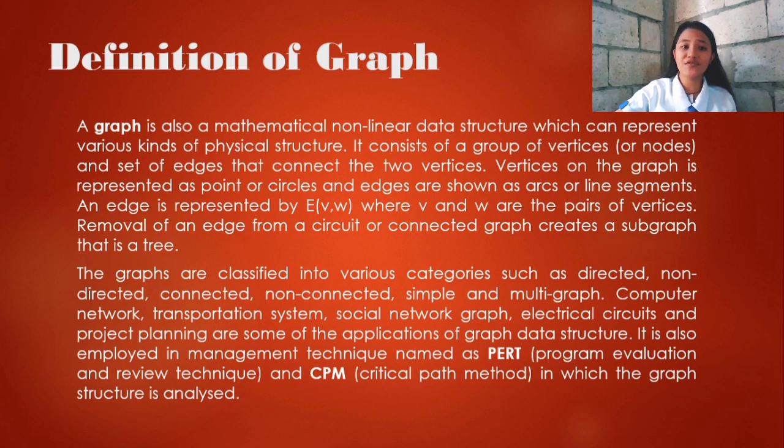Removal of an edge from a circuit or connected graph creates a subgraph that is a tree. The graphs are classified into various categories such as directed, non-directed, connected, non-connected, simple, and multi-graph. Computer networks, transportation systems, social network graphs, electrical circuits, and project planning are some of the applications of graph data structure. It is also employed in management techniques named PERT and CPM, in which the graph structure is analyzed.